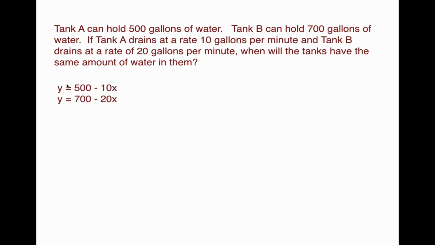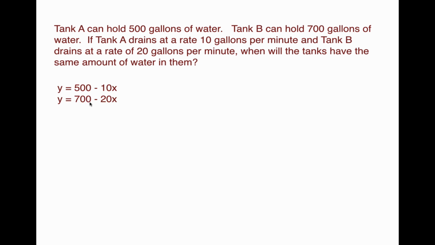And so you should have come up with y equals 500 minus 10x, or you could have had the negative 10x before the 500. But the second equation was y equals 700 minus 20x. 500 is our starting point, or the initial number of gallons in tank A, and it's decreasing at 10 gallons per minute. X is the number of minutes, and y would be the number of gallons after x minutes. And the same logic applies to the second situation.